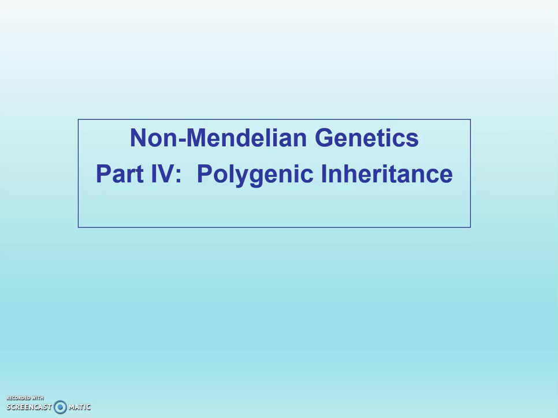Okay, our next non-Mendelian genetics is polygenic inheritance. So polygenes, more than one gene. Normally all we've talked about so far have been single gene traits. Now we're talking about multiple gene traits that could lead to a lot of different allele combinations and a lot of different phenotypes.